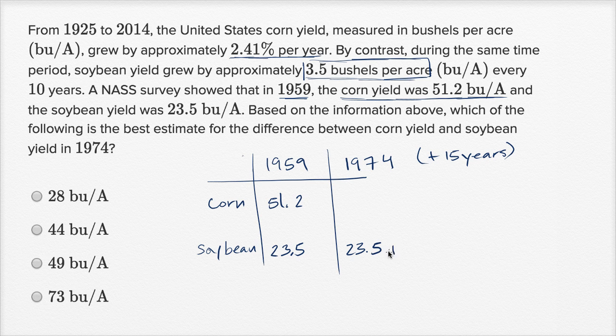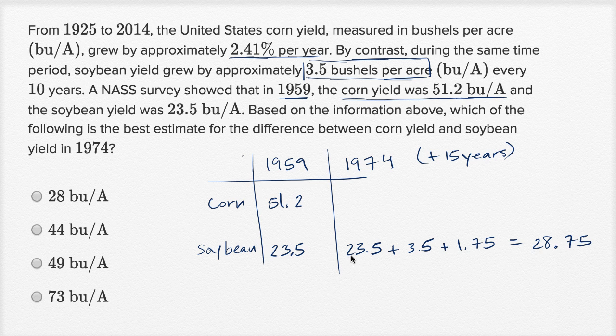So this is just going to be 23.5. In 10 years, it'll grow by 3.5 bushels per acre. That's what they tell us. And then in another 5 years, it'll grow by half of this. Half of 3.5 is 1.75. Let's see, 23.5 plus 3.5 gets us to 27, and 27 plus 1.75 is 28.75 bushels per acre in 1974.